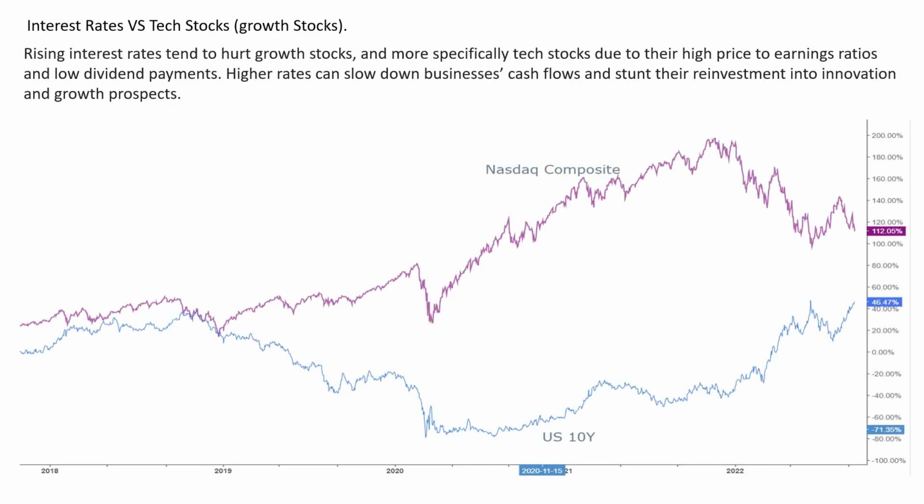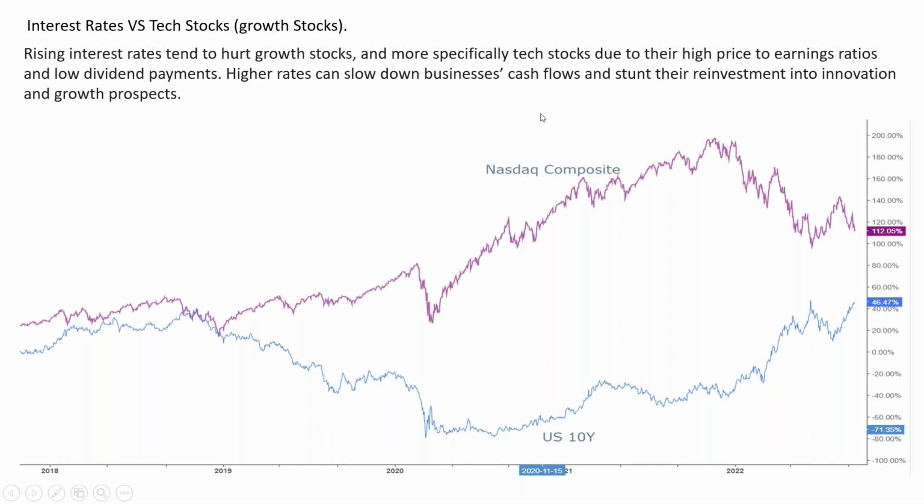ये एक चार्ट है interest rate versus tech stock, जो हमने या growth stocks, जिस we are talking about tech stock, but they are also called growth stocks. So what I told you in the last slide, it is proven in this chart. So I'll read it and then we'll see the chart. Rising interest rates tend to hurt growth stocks, as we have discussed, and more specifically tech stocks due to their high price to earnings ratios.